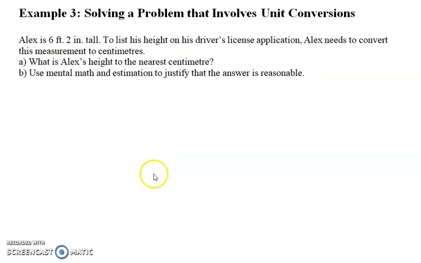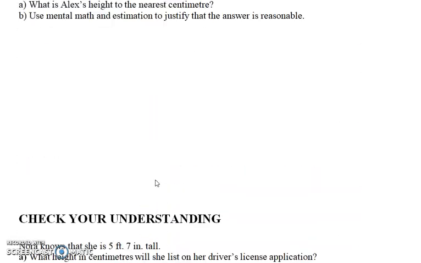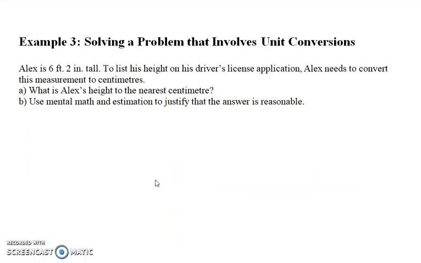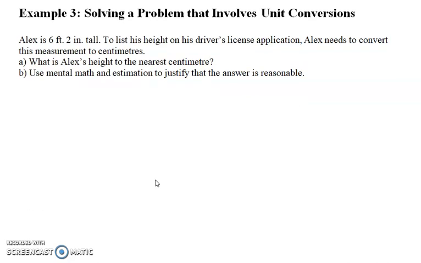We're doing example 3 located on page 11 of your booklets. Today we're going to be looking at solving a problem that involves unit conversions. So we're going to read the question and then we're going to change the units when needed. So first of all, we're going to read the question.